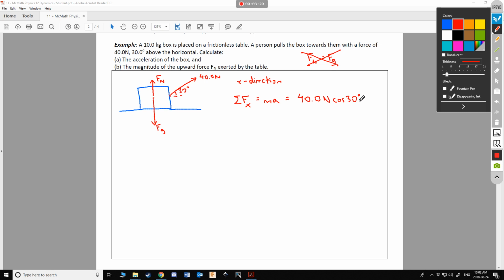So we can go ahead and solve for the acceleration right now. The object that is accelerating is 10.0 kilograms, multiplied by a, equals 40 cos 30. That comes out to be 34.64 newtons. Divide that by 10. We find we have an acceleration of 3.46 meters per second squared. So that's the answer to part A.